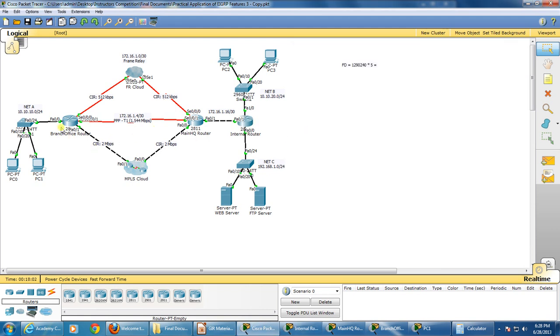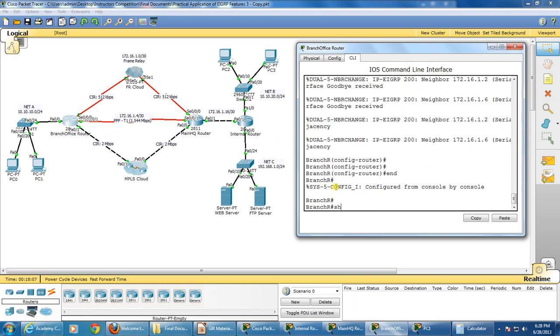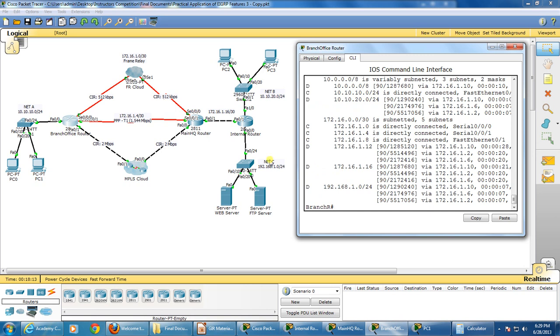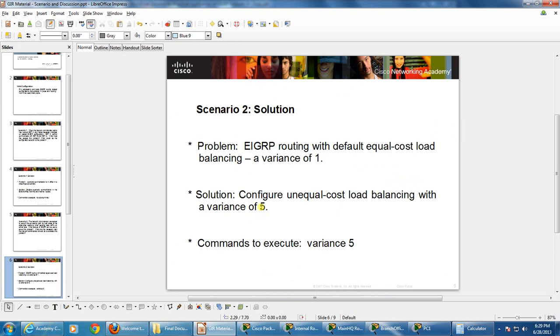So in this case, let's go back to our branch office router. As expected, we should now have additional entries in our routing table, in which going to net B, which is the 10.20, you'll see that we have now included the 2 other paths. So once the branch office router sends data to any of these networks, it will use these 3 paths. So again, that solves our scenario number 2. Again, our variance should be 5 in this case.